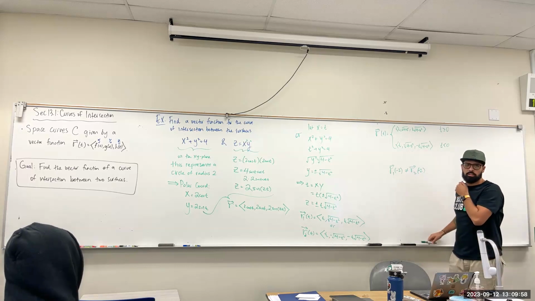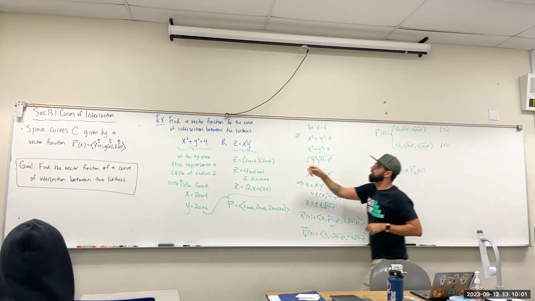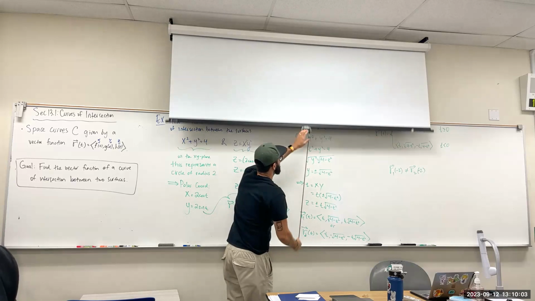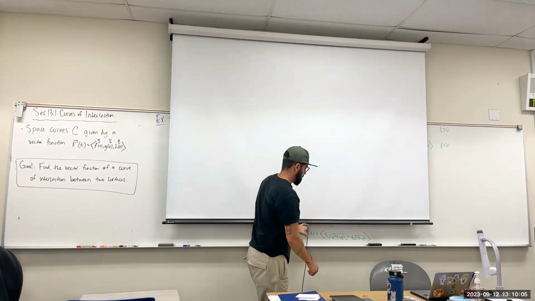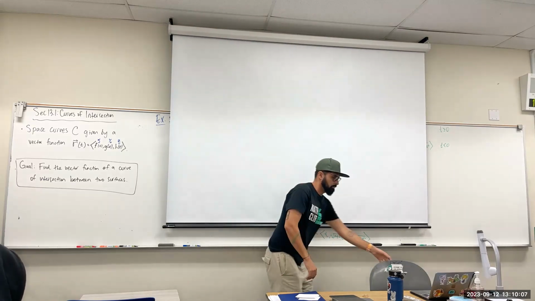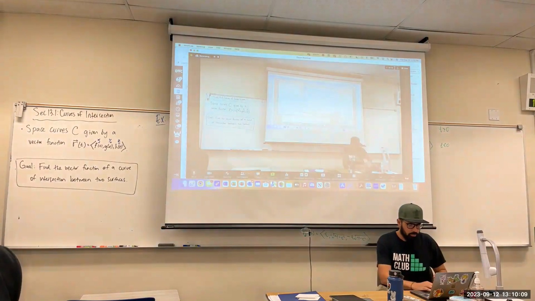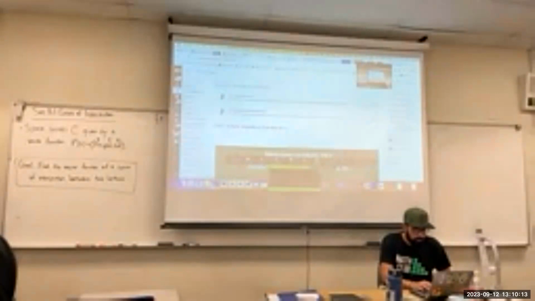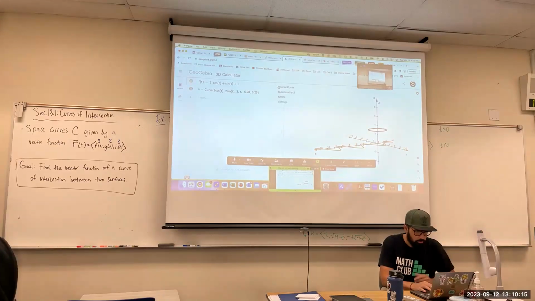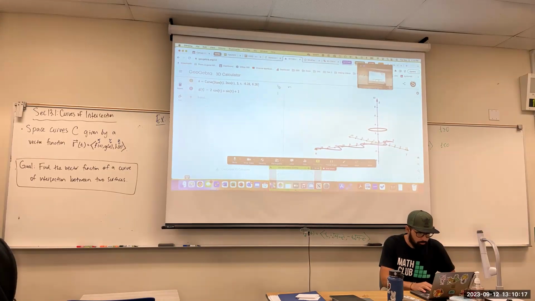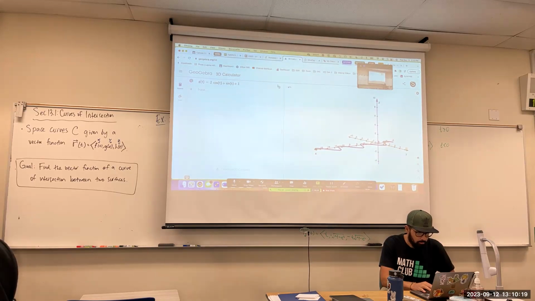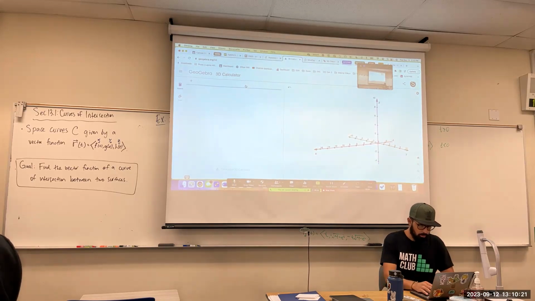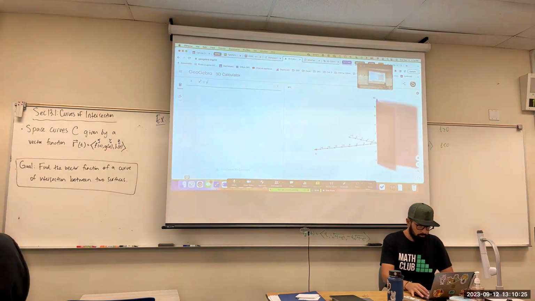Yeah. Let's take a look at GeoGebra. Let's see what's up. Okay. So let's take a look. Can you guys see? All right. So let's see. This is a different problem. Okay. So we got x squared plus y squared equal to 4.